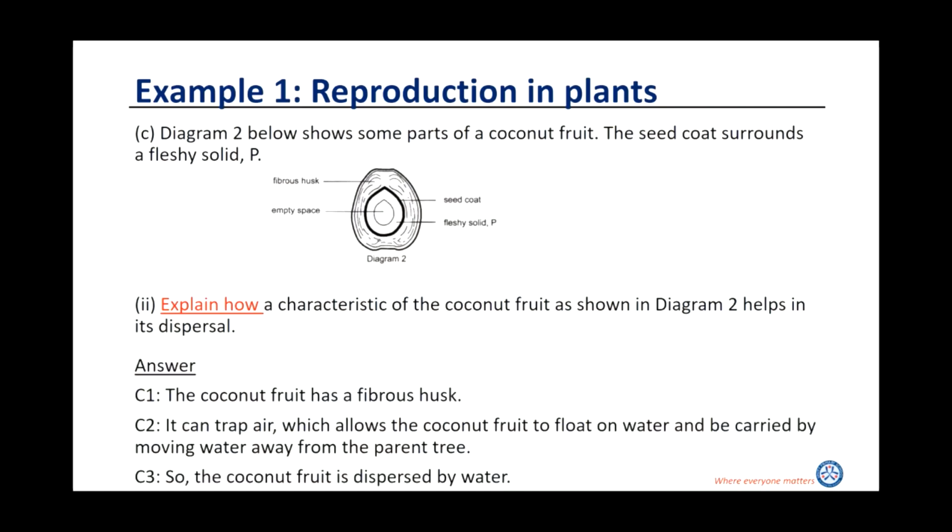The answer is the coconut fruit has a fibrous husk. Connect and give evidence, that is, it can trap air, which allows the coconut fruit to float on water and be carried by moving water away from the parent tree. So, the coconut fruit is dispersed by water. That will be the conclusion.